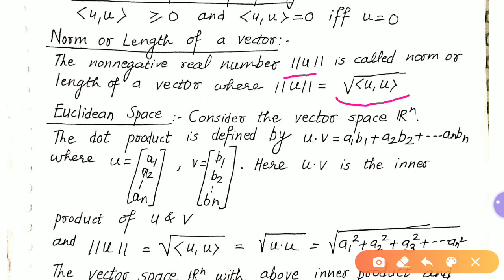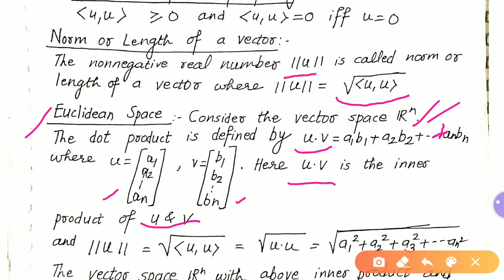The next definition is Euclidean space. Consider the vector space Rn, which is a vector space of real numbers. The dot product is defined as, we know how we take the dot product of two vectors, it is a1 b1 + a2 b2 + ... + an bn, where u is this vector and v is this vector in the vector space Rn. When you take the dot product, we denote it by u bar dot v bar, and this is nothing but the inner product of u and v for the Euclidean space.